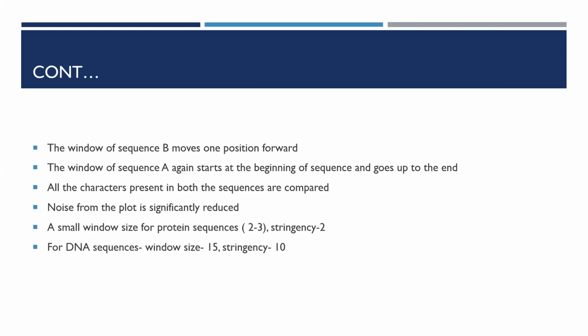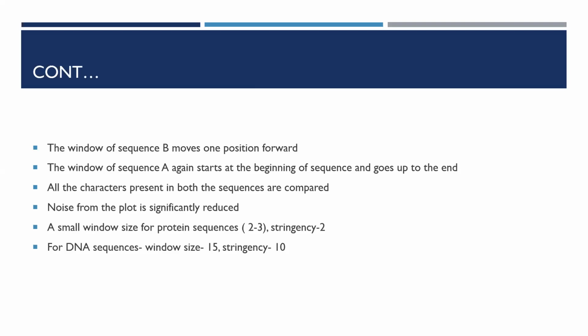When they are compared, look for the number of identical characters and check whether it is above the threshold value or not. Then place a dot or don't place a dot. After that analysis of 10 characters, the window of sequence A moves one position forward, whereas the window of sequence B remains at the same position. Then again the analysis. Likewise, the window of sequence A moves until it reaches the end of the sequence.